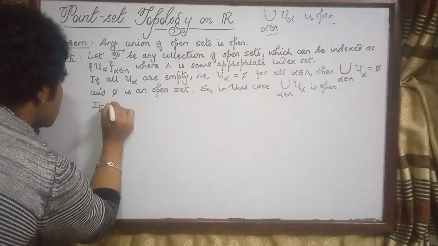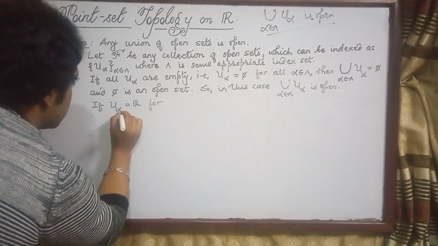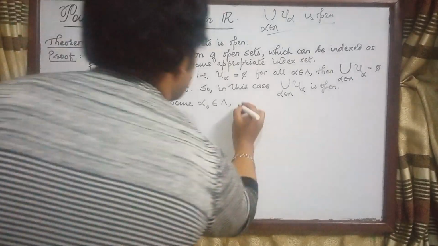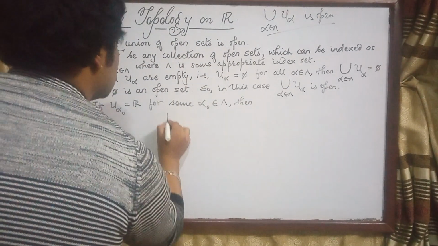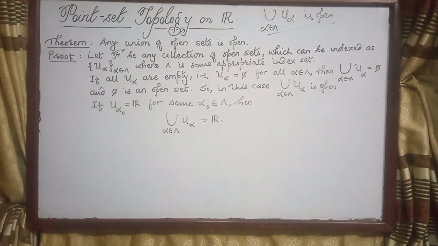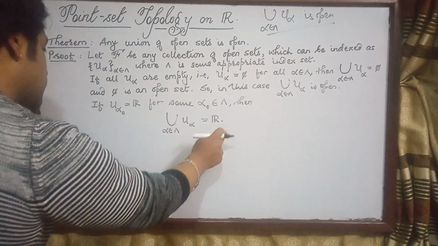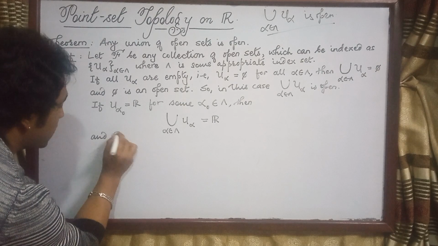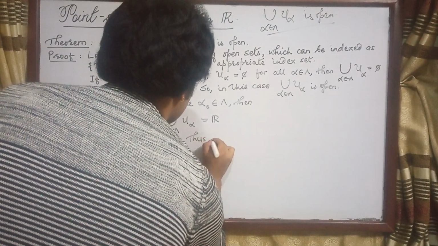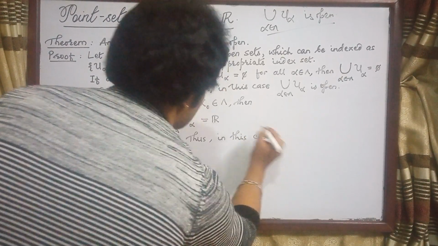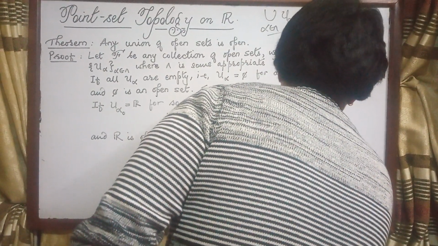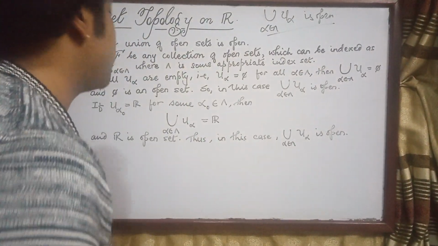Now, if U alpha equals R for some alpha naught in the index set, then what we can say is that if one of the sets is the universal set itself, then this union will be equal to the universal set. That's one of the properties of the union. We've shown that R is an open set. Thus, in this case, the union is open because it is equal to R and R is open.